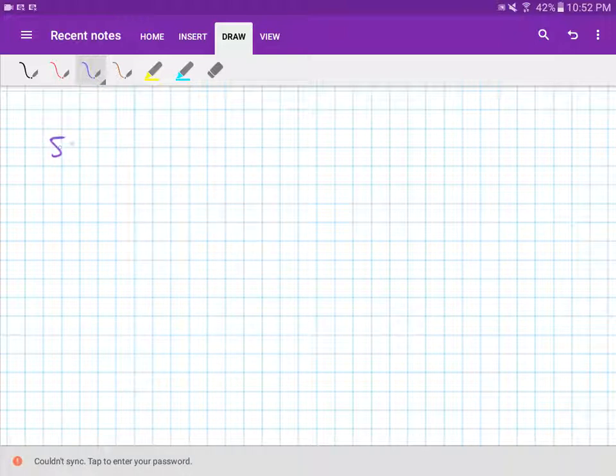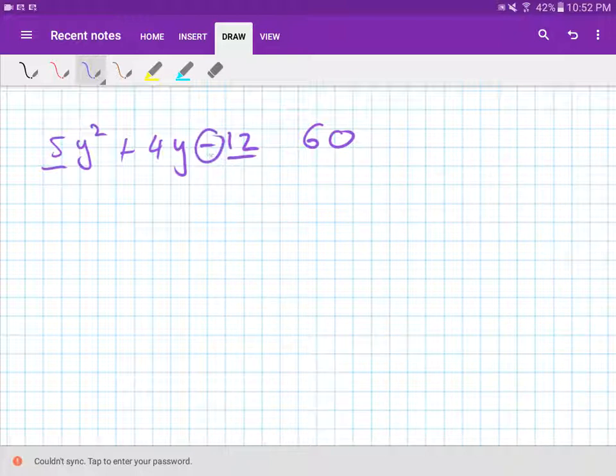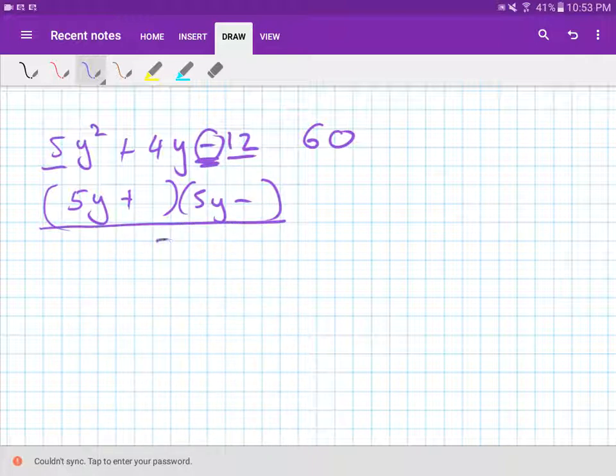Let's do the next one. Let's say 5y squared plus 4y minus 12. Now, step number 1, 5 times 12 is 60. Step number 2, you look at this side. It's a negative, so therefore, different signs. It doesn't matter what that side is, I just put one plus and one minus. So 5y plus and 5y minus. Keep that in mind: when this side here is a negative, you should put one plus and one minus. And then over 5.